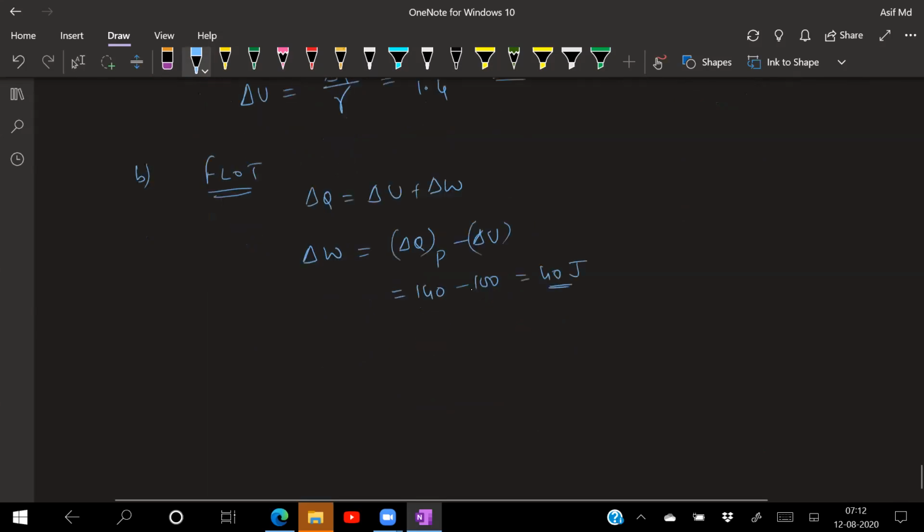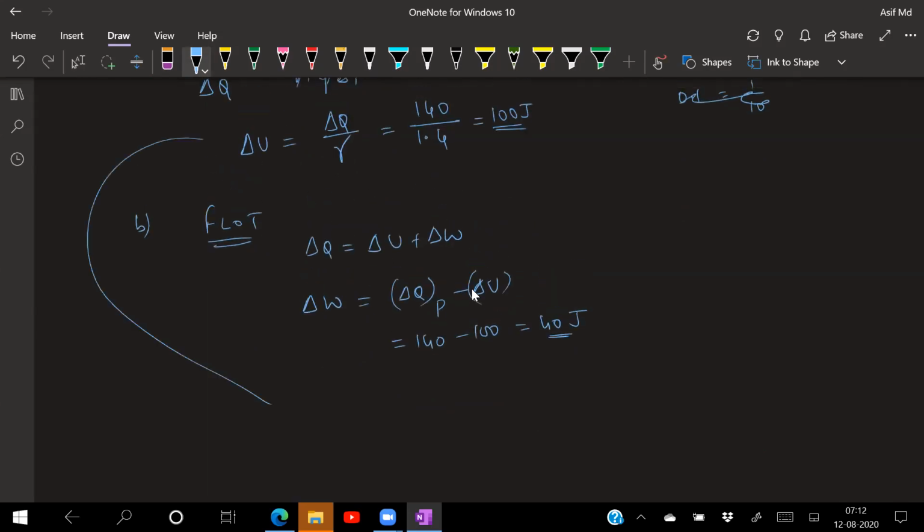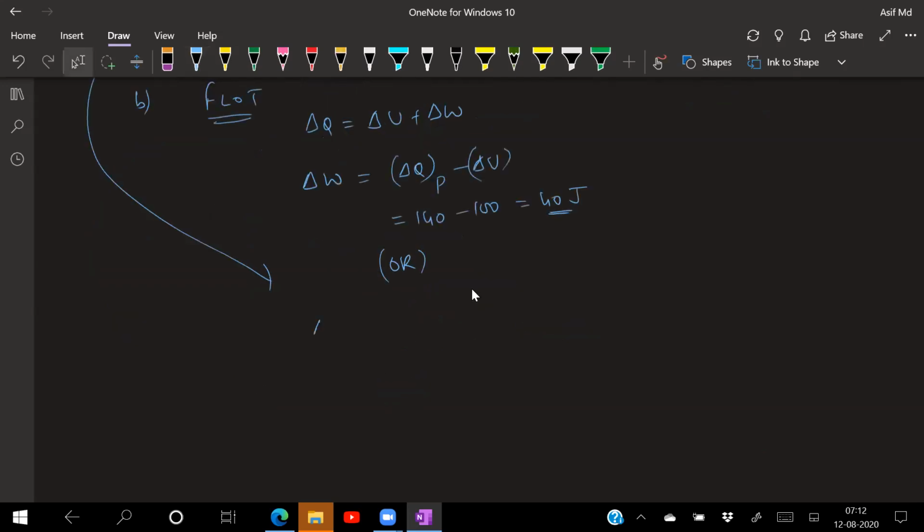Otherwise, you can try the method which I told you previously, if you feel comfortable. Work is given. So delta W divided by delta Q. Delta W is nR into delta T, because delta W is P into delta V, and P delta V is nR delta T. Divided by Qp. Qp is n Cp into delta T. So n cancels, delta T also cancels, so it is R by Cp.